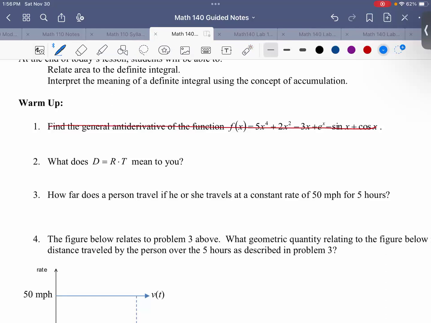What D equals R times T means is distance equals rate times time. Okay, so let's go ahead and try out an example using this review of distance equals rate times time.